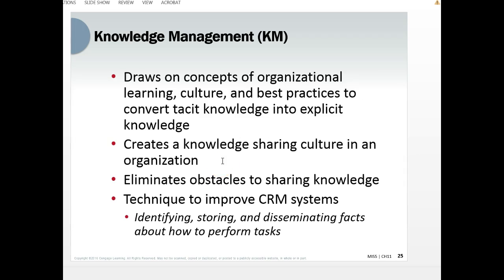Now let's look at knowledge management. Knowledge management is a technique used to improve customer relationship management by identifying, storing, and disseminating know-how, facts about how to perform tasks. Know-how can be explicit knowledge, such as formal written procedures, or tacit knowledge, personal or informal knowledge. Knowledge is an asset that should be shared throughout an organization to generate business intelligence and maintain a competitive advantage in the marketplace.